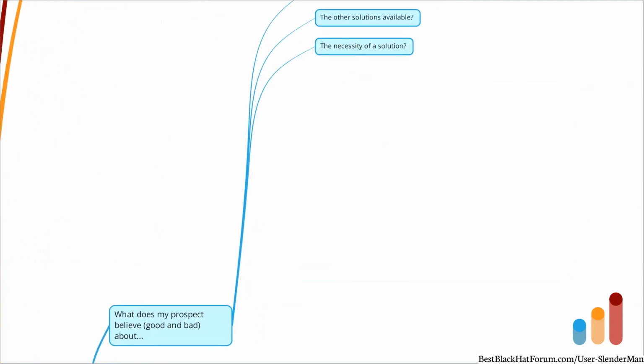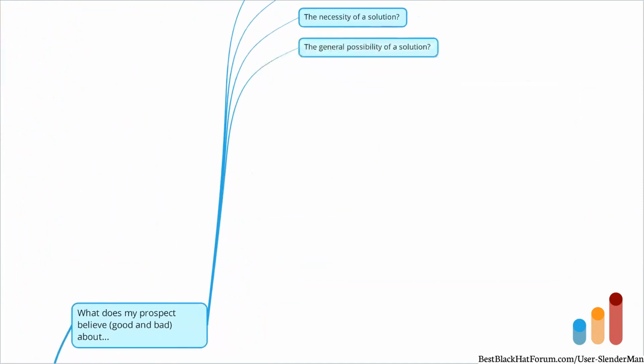What do they currently believe, good or bad, about the necessity of a solution? Do they not like that they have to solve this problem right now? Do they really feel good about the necessity of pursuing a specific opportunity? What do they believe about the necessity of a solution in your market? What do they believe about the general possibility of a solution?